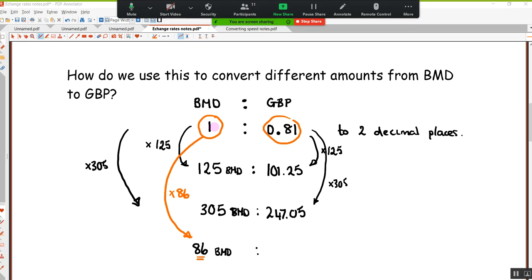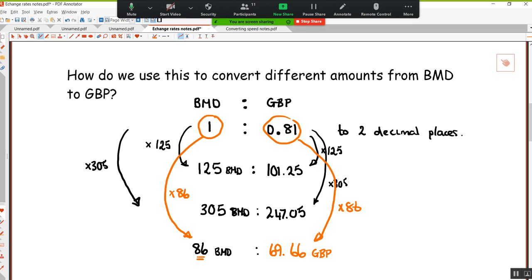So if I've got 86 lots of 1, and for every 1 I've got 0.81 pounds, then I need also, why is my computer not drawing? I also need 86 lots of the 0.81. And when we do that, what did we get again, guys? We got 69.66 Great British pounds. Okay.